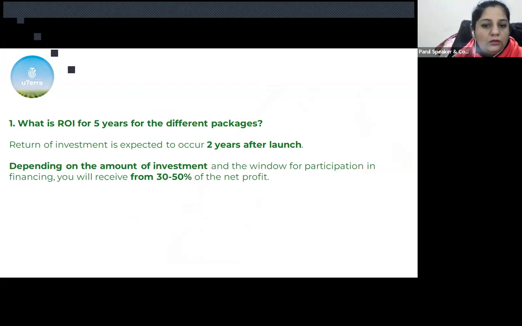Depending on the amount of investment and the window for participation in financing, you will receive from 30 to 50% of the net profit. Minimum 30, up to 50. It depends on which package you have bought, and also in which round you have bought. We have 3 rounds for making the investment: round 1, round 2, round 3.